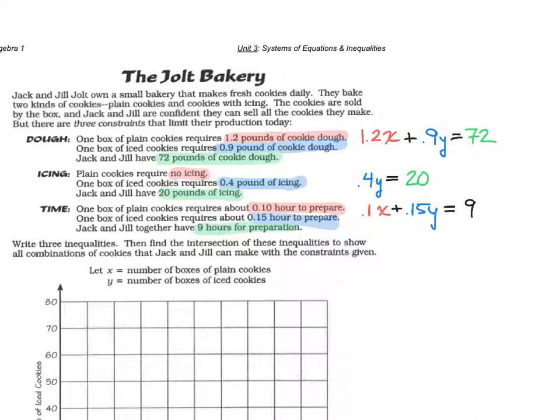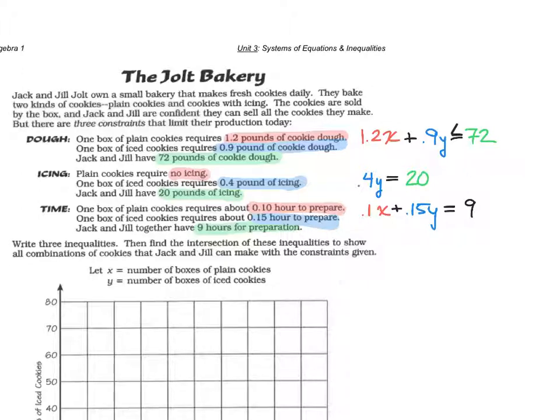All right, so now here's the thing. It's saying write 3 inequalities. I just wrote 3 equations, but we could easily make them inequalities, because what we're saying here is that these are constraints. Jack and Jill have 72 pounds of cookie dough. Nobody said they had to use all of the cookie dough. So anything less than or equal to 72 would be fine. If I get to 72, that's okay.